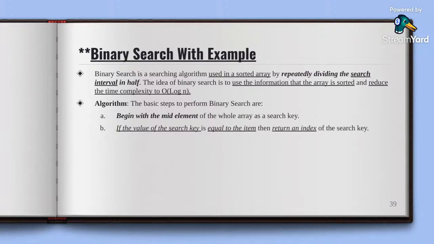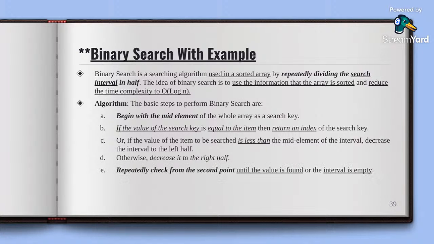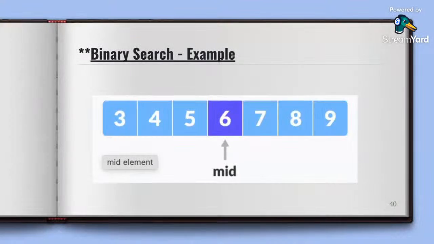If the value of the search is equal to the item, return the index, or if the value of the item to be searched is less than the middle element of the interval, decrease the interval into the left half, otherwise decrease it to the right half. Repeatedly check from the middle point until the value is found or the interval is empty. So this is an example.